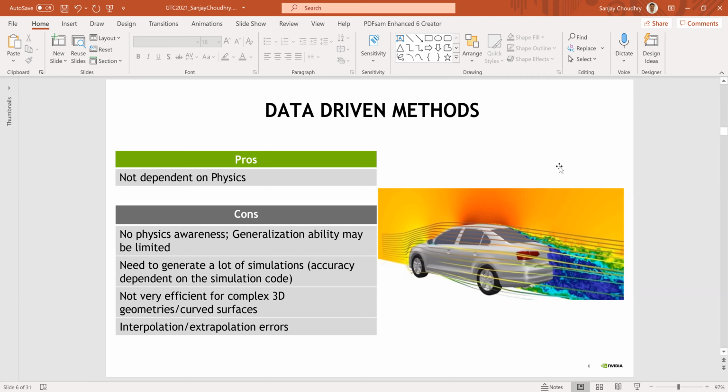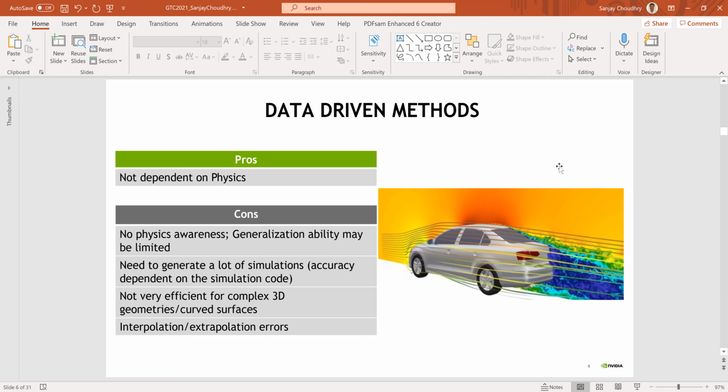So there are lots of phenomena where the physics is either not well established or not yet defined. And there the data-driven networks can do a reasonable job if you have a lot of measurements and experiments that have been conducted and you have the real data available. But in general, there are lots of limitations for such methods, and there is no physics awareness, at least in the very pure form of a data-driven network. And so the generalization ability generally is low.